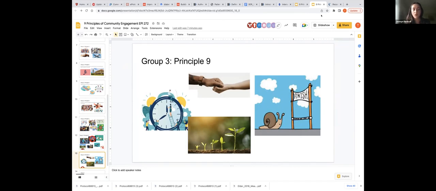You also want to ensure that you're not burdening community partners with a time commitment that may not be realistic or reasonable for them, and plan on how you're going to handle that, especially if a community partner is not able to collaborate over the extended period of time.